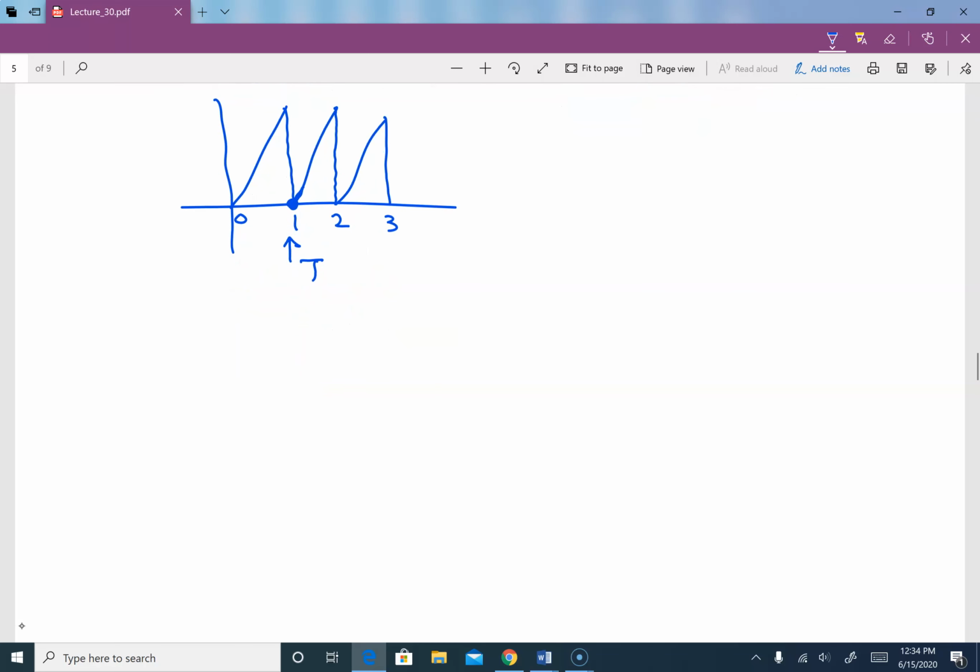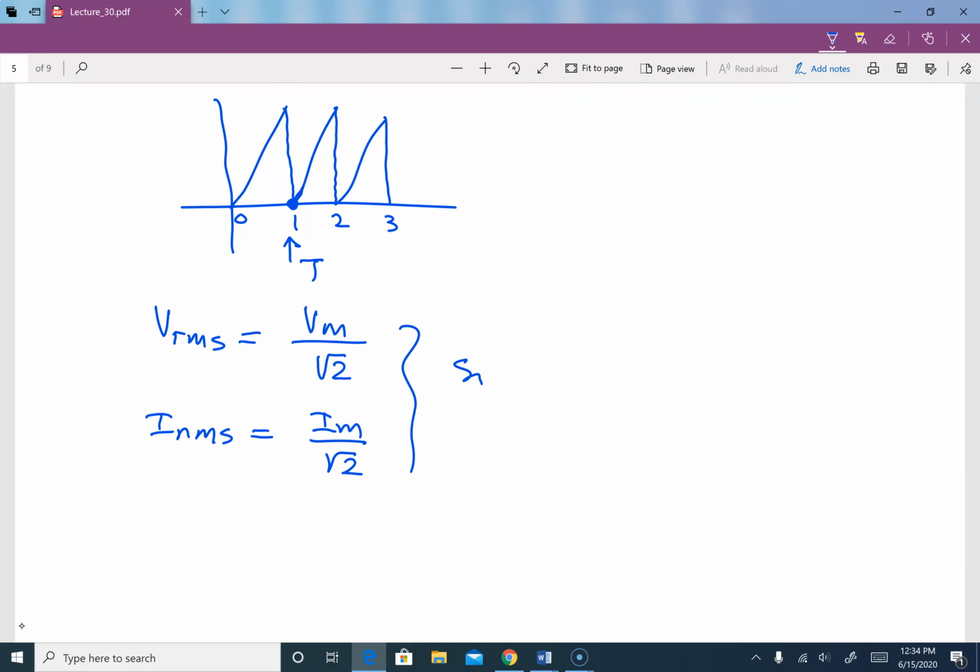All right. And then we said that our VRMS value is equal to Vm divided by radical of 2. Our IRMS value is equal to Im over radical of 2. This is for sinusoidal waveforms.